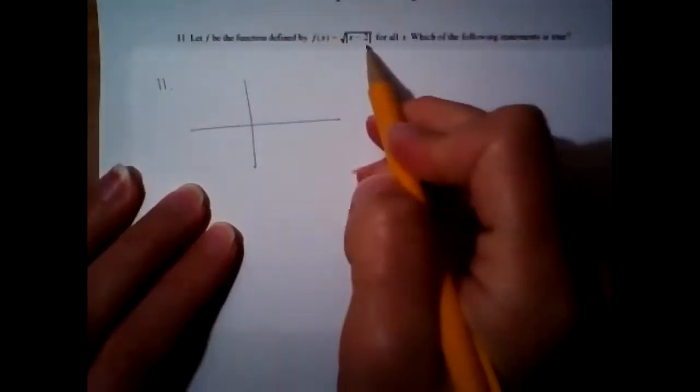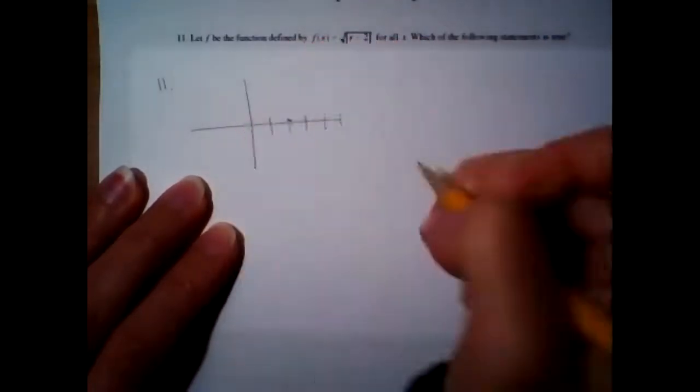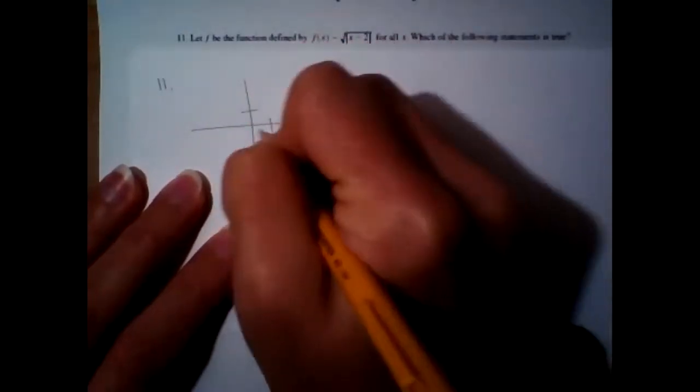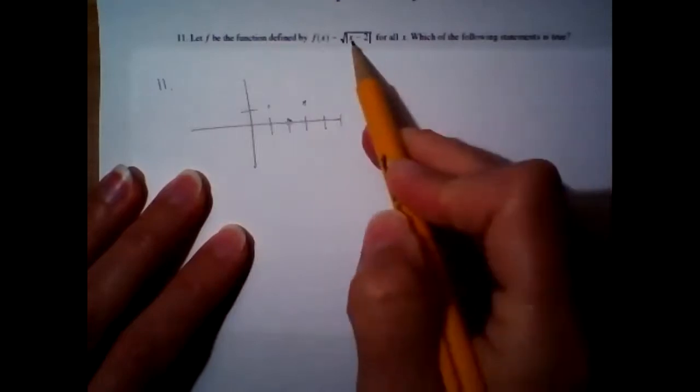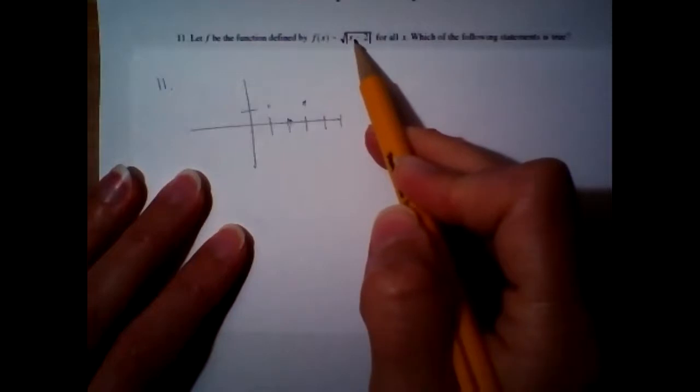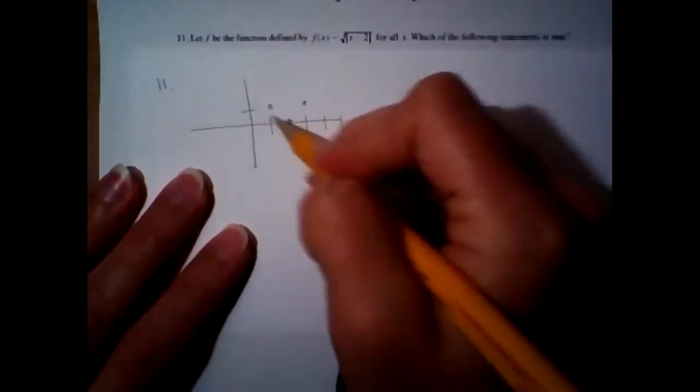All right, number 11. Let f be the function defined by, and they give you that, which of the following statements is true? What I would do is draw a picture of this. You can just plug in some points and see what it looks like. If you plug in 2, you're going to get 0. So we're going to have a point there. If you plug in 3, you're going to get 1. And same thing if you plug in 1. 1 minus 2 would be negative 1. Absolute value, you get 1, and then square root, you get 1. So it almost looks like it's going to be linear.